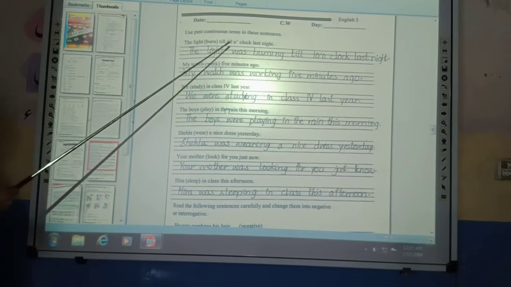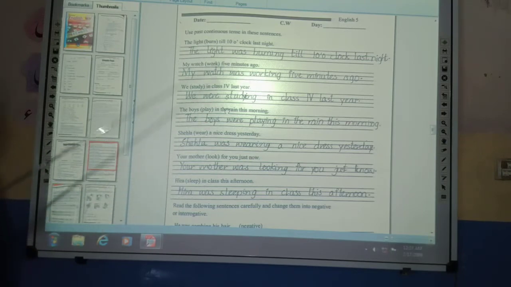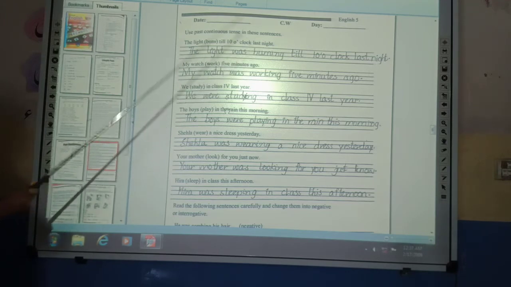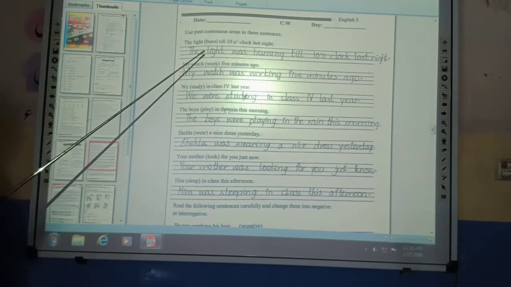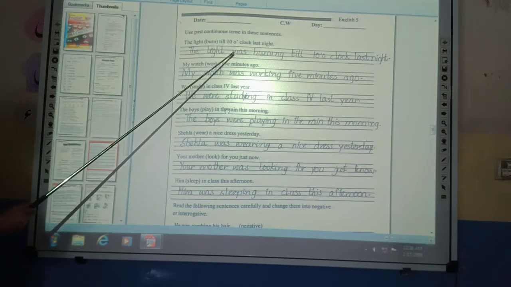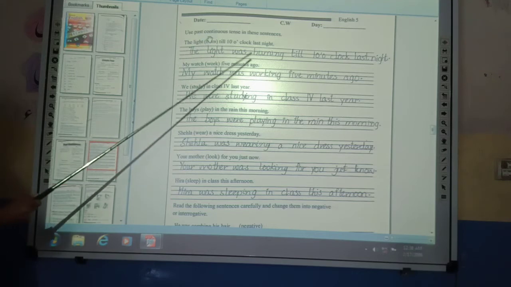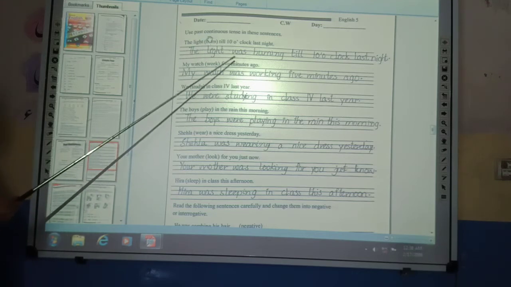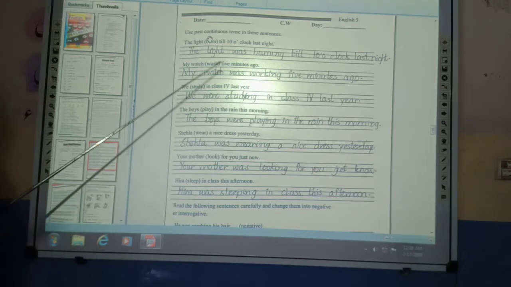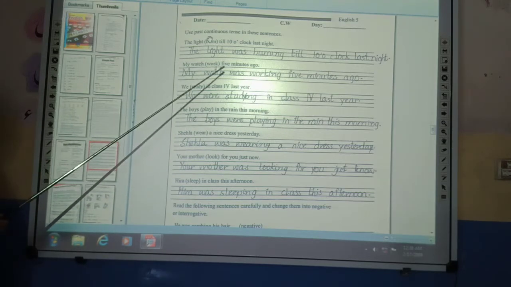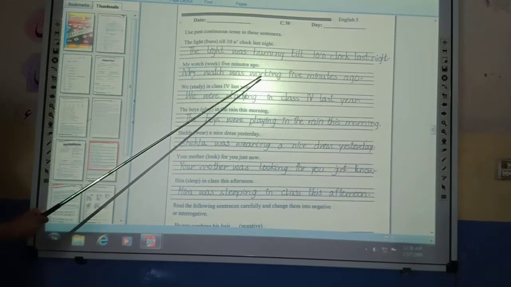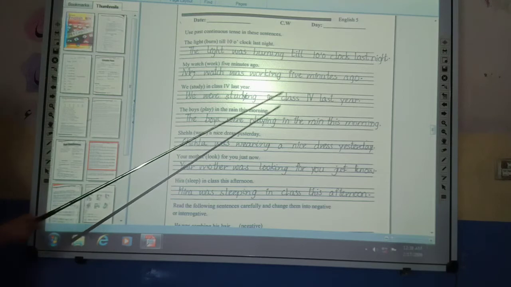Use past continuous tense in these sentences. The light burned till 10 o'clock last night. So we have to convert this into past continuous. The light, we will use helping verb was, burn will change into burning. The light was burning till 10 o'clock last night. My watch worked 5 minutes ago. My watch was working 5 minutes ago.